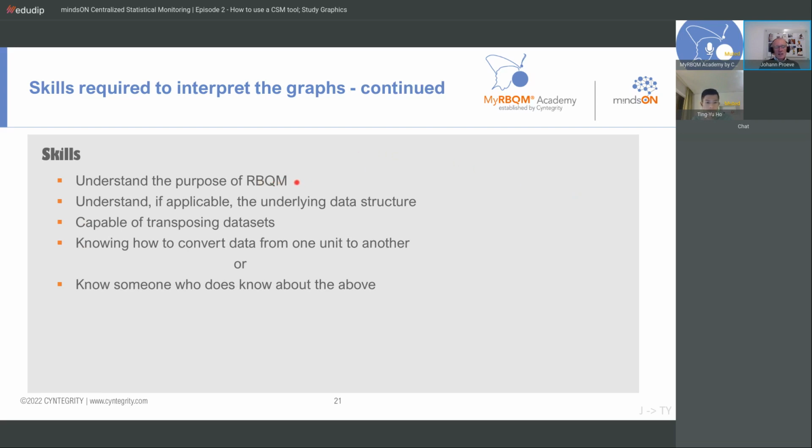Of course, that individual should understand the purpose of RBQM and understand, if applicable, the underlying data structure. So if the setup of the CSM analysis is supposed to be done by that individual, you need to understand the underlying data structure. You need to be capable of transposing a data set and knowing how to convert the data from one unit to another.